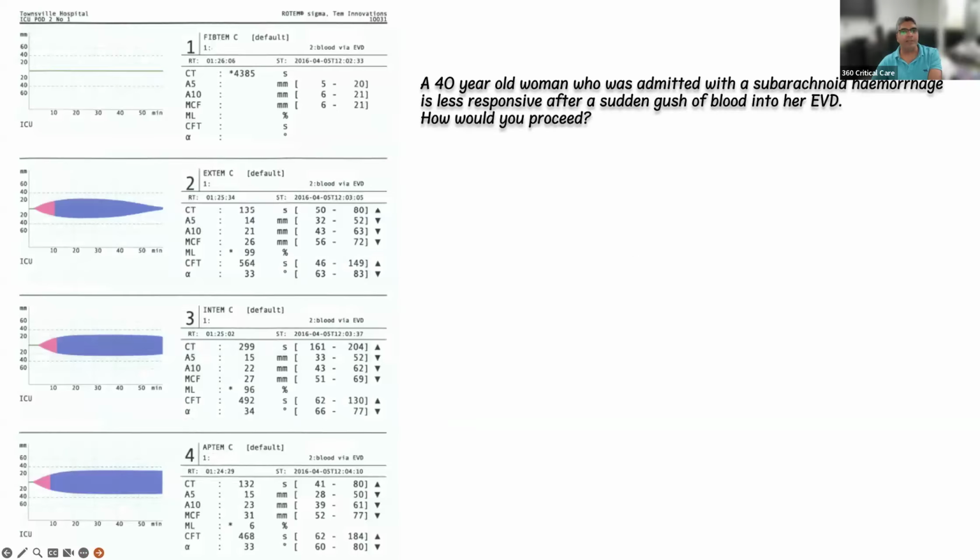Okay. Now next. A 60-year-old woman admitted with subarachnoid hemorrhage is less responsive after a sudden gush of blood into the EVD. How would you proceed? That's her ROTEM interpreted. Again, clotting time. These are all practical cases, so very, very high. What's happening with the ML here? 99%, 6% in EXTEM. Again, fibrinolysis, tranexamic acid.